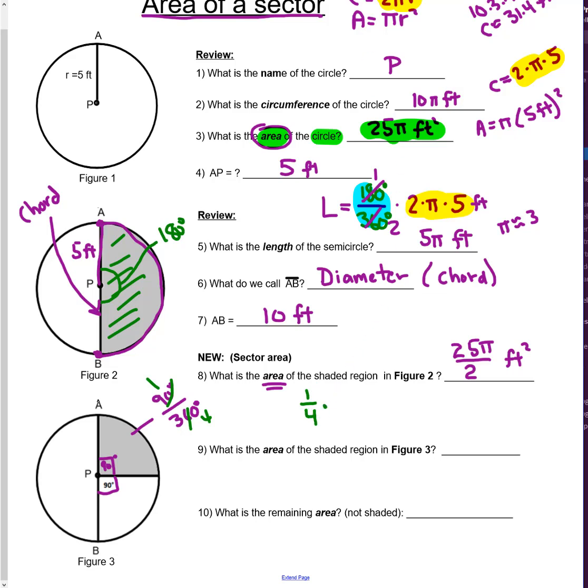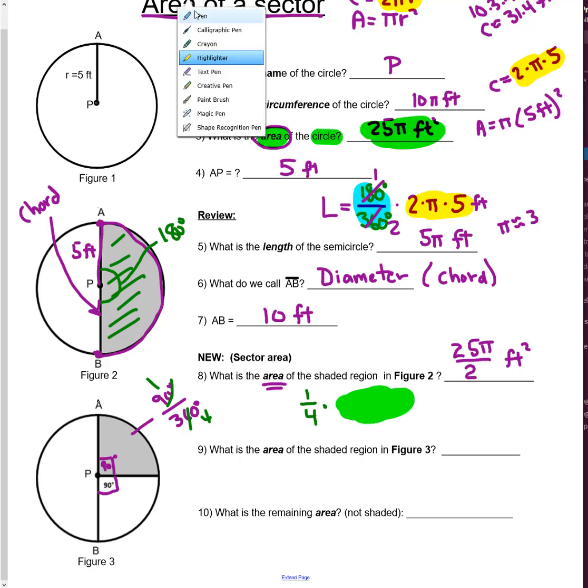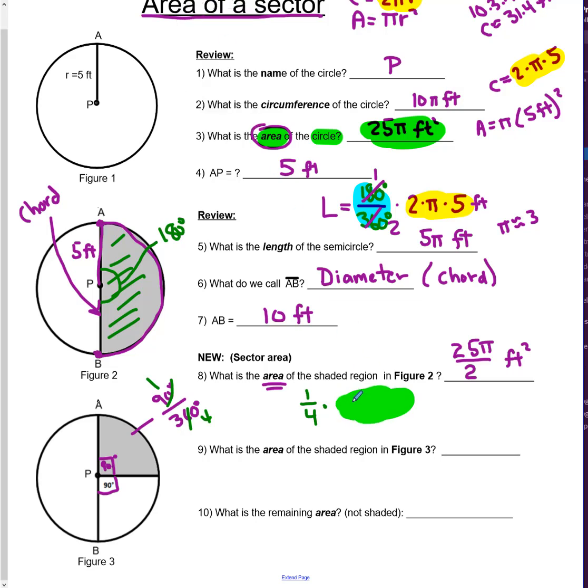Times what? Get the highlighter. Times the area of a circle. Same thing. No big surprise. So all we're doing is taking what we know is the area of a circle, pi r squared, but I know what r is. Sorry, let's say 5 there. So pi times 5 squared. Right? So it's 25 pi times a quarter. 25 pi times a quarter is like divided by 4.